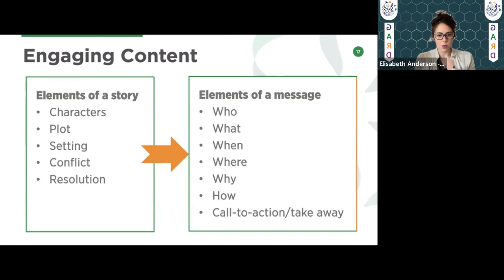So that's something to think about whenever you're crafting a message. Not every message is going to be like the who, what, when, or why. That's just something to think about when we don't necessarily have tension to build or a huge story to tell.